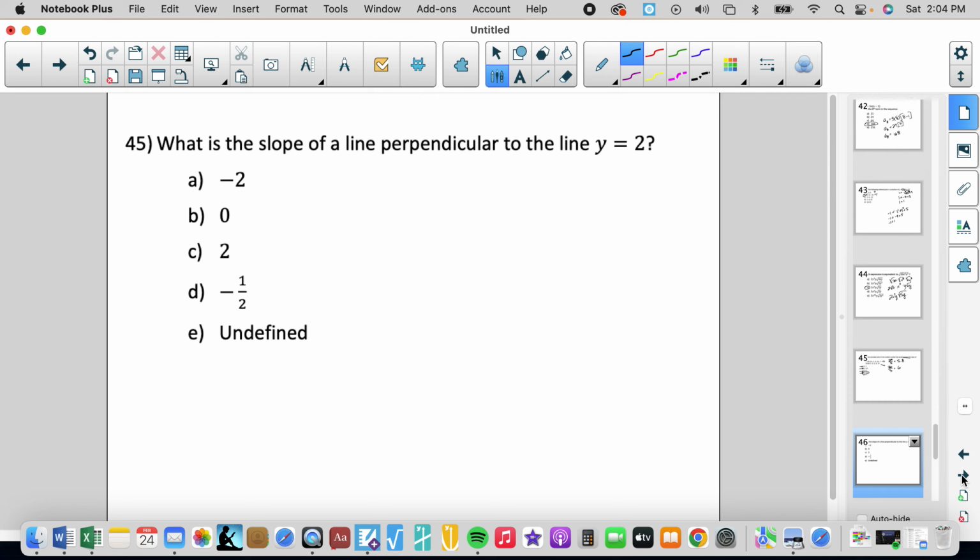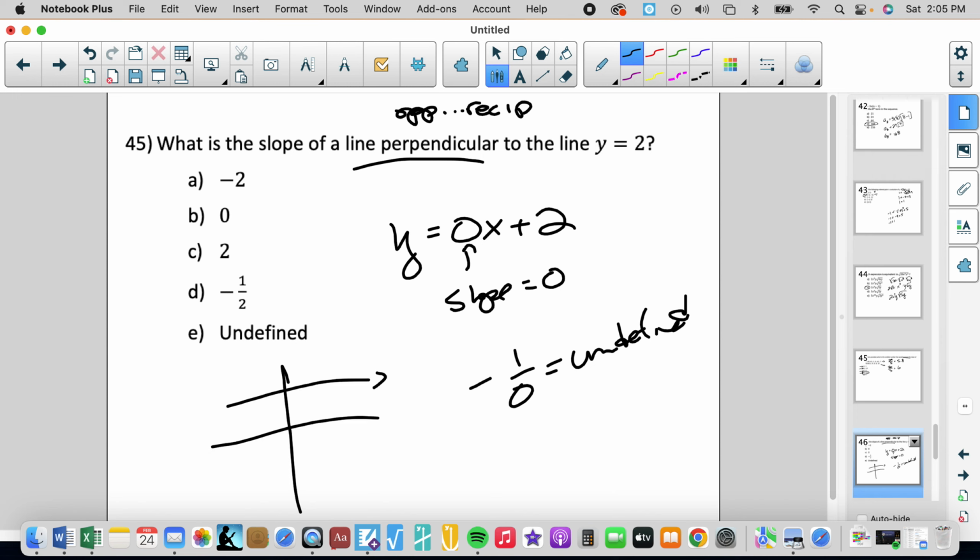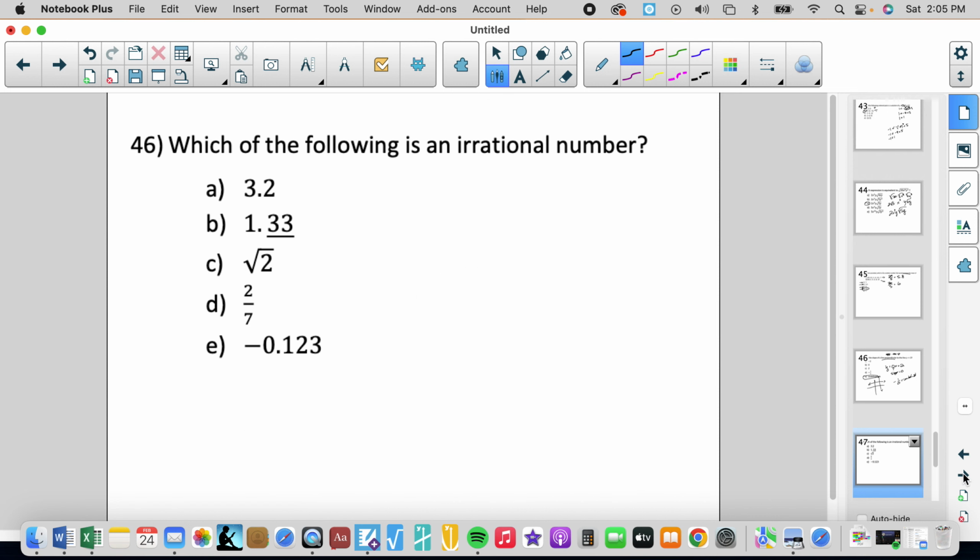What is the slope of the line perpendicular to y equals 2? Well, remember, this can be seen as this. So my slope equals 0, and the perpendicular is the opposite reciprocal. So opposite would be negative 0, reciprocal would be undefined. And we also know if we look at this, y equals 2 crosses the y-axis at 2 and has a slope of 0. And if it's perpendicular, it's of course going to have no slope, or undefined. Perpendicular, opposite reciprocal. 46, which of the following is irrational?